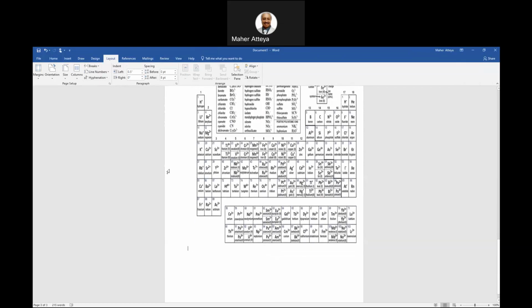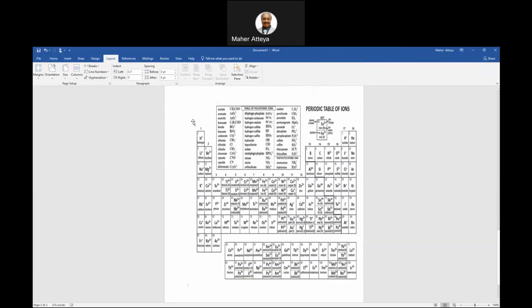What's happened is, if you look at group number 1, all the charges are +1. Group 1A is +1, and group 2, 2A, is +2. Those are the metals. The metals have to have positive charges. Metals do have what? Positive charges.